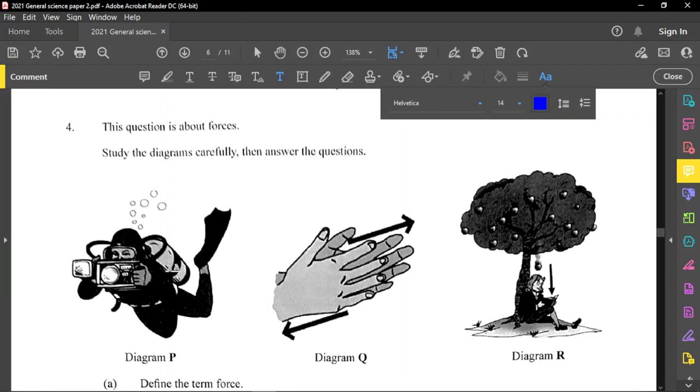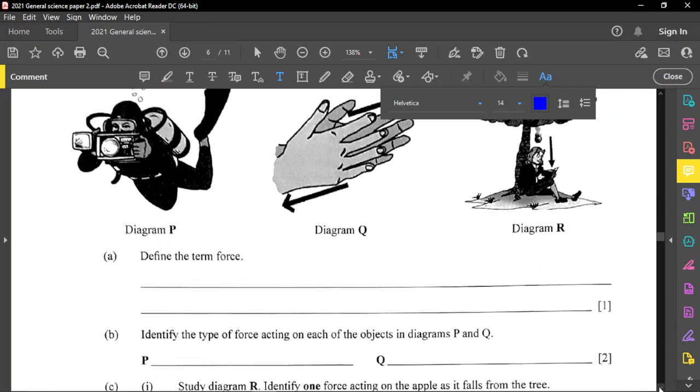All right, let's now go into the part of the questions and see exactly what they're asking about these diagrams. Define the term force. A force is a very simple thing to define. A force is simply a push or a pull. That's what a force is, a push or a pull.